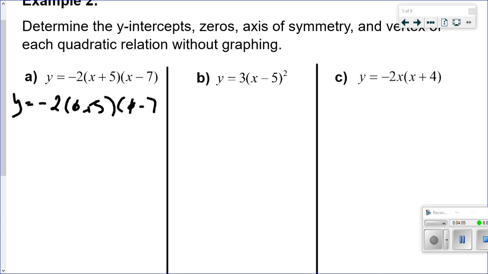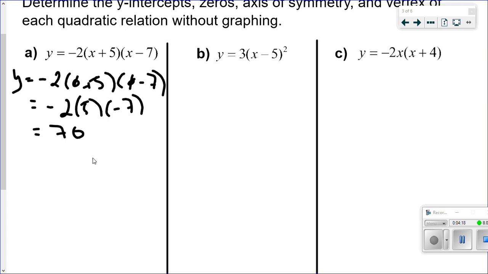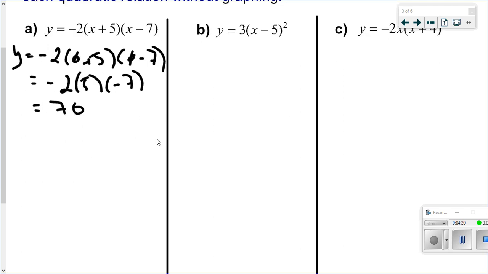And remember, when I do the PDF, anything that's hard to read, I will type out again. 2 times 5 is 10. 10 times 7 is 70. X-intercepts. I have a +5 up top, so it's -5. I have a -7 at the bottom, so it's +7.